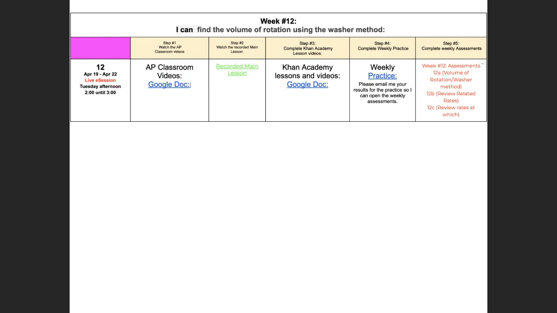And I believe the AP exam is on Monday this year, isn't it? Are you taking the AP exam? And I believe it is on Monday, yeah. So that would be week number 15. So this is the last of the new material, and then weeks 13 and 14 we're just going to review. And then week number 15 on Monday is the AP exam.